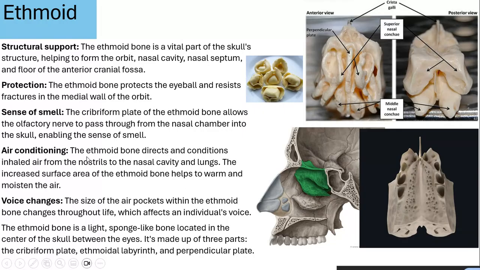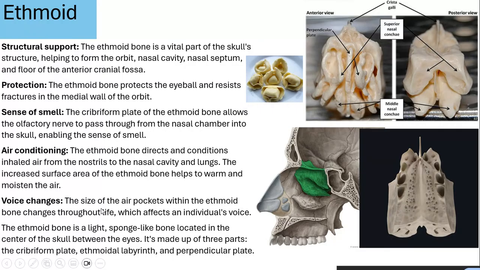Air conditioning. The ethmoid bone directs and conditions inhaled air from the nostrils to the nasal cavity and then to the lungs. So increased surface area of ethmoid bone helps to warm and moisten the air. The size of the air pockets within the ethmoid bone changes throughout life, which affects an individual's voice.